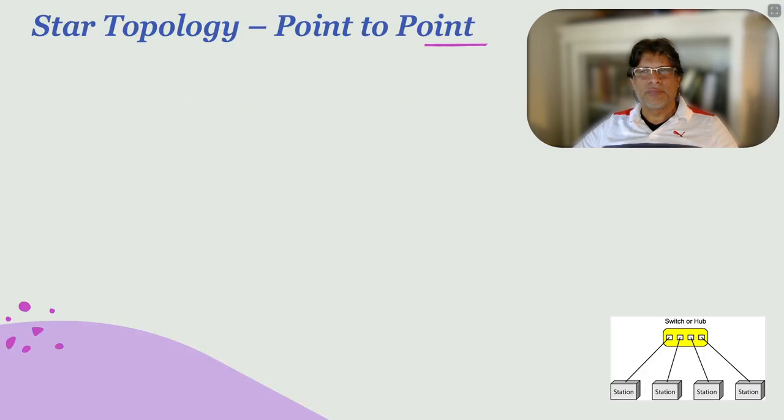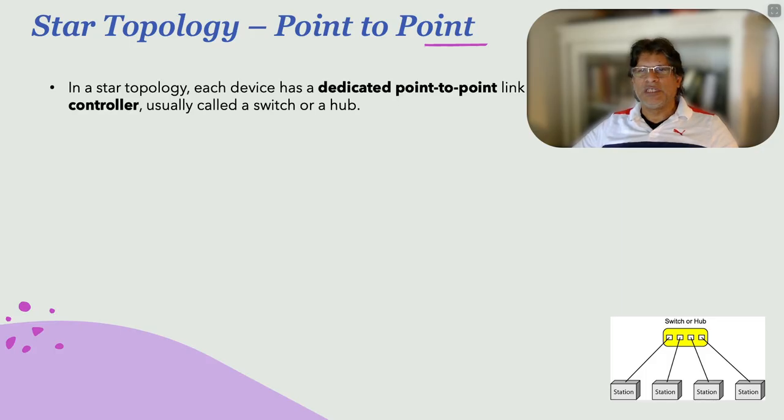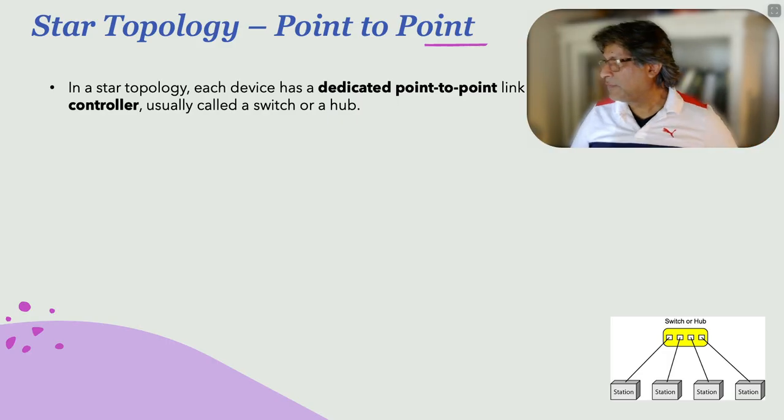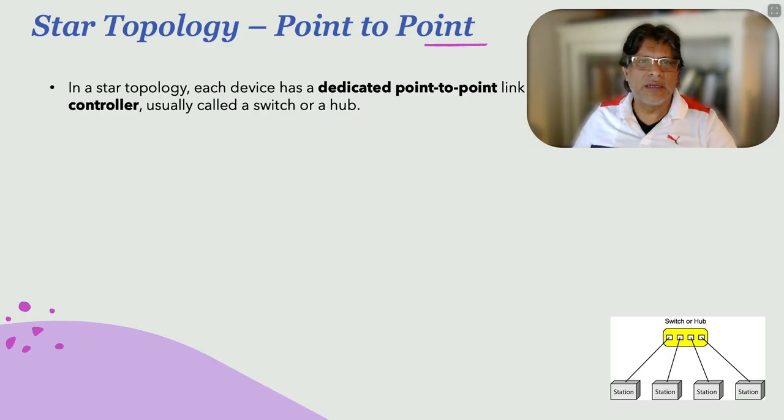So in this particular situation, which is the star topology, basically a point-to-point topology, we have a hub or a switch there, and all the devices are connected to the central station, which is the hub or the switch. So in a star topology, each device has a dedicated point-to-point link only to a central controller, usually called a switch or a hub.